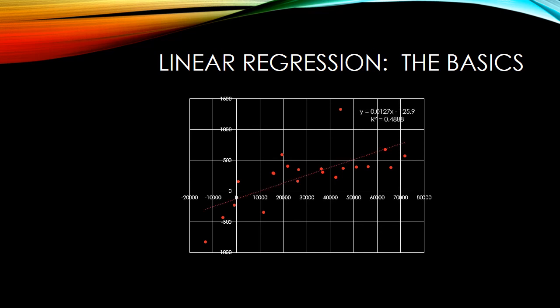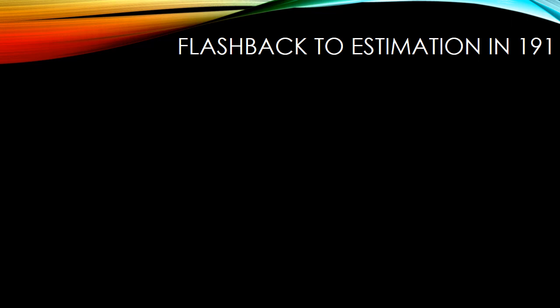It's about like this, and it has an equation. Its equation is in fact this. The numbers in yellow give you the slope of the line and its y-intercept. So every time we go over 1, we're going up about 0.01 in this graph, and where it crosses the y-axis, right here, is about negative 125.9. That's great, but there's more to it than that. Let's take a closer look.